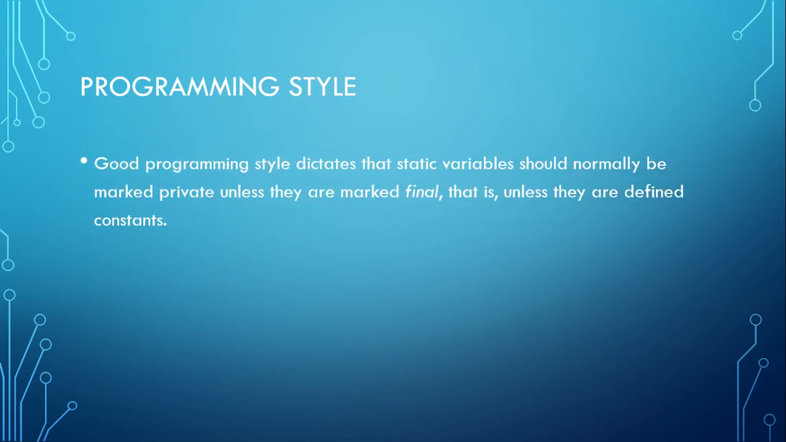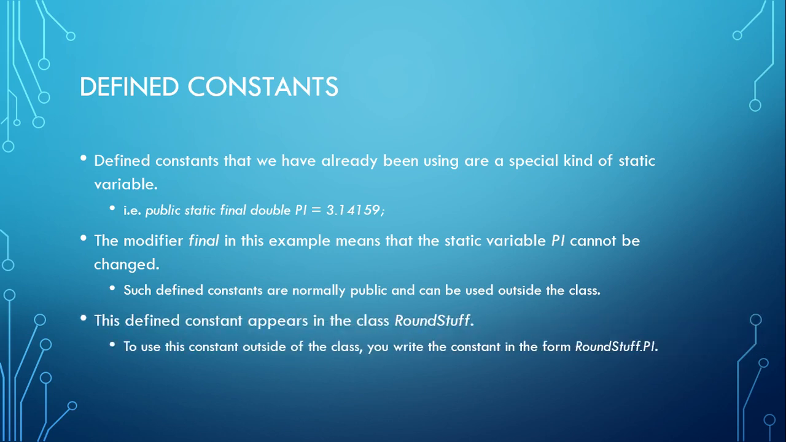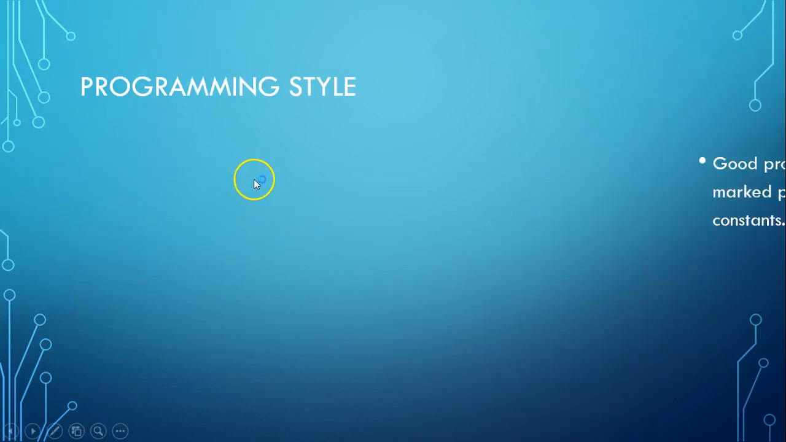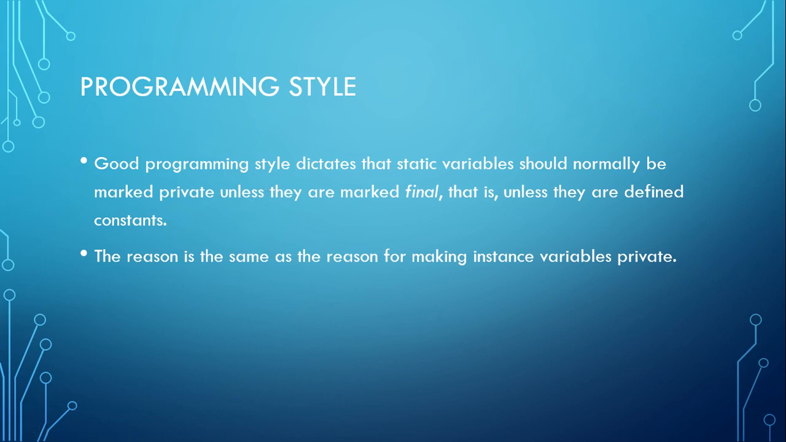Now, a little note about programming style. Programming style dictates that static variables should normally be marked as private, unless they're marked final. That is, unless they're defined as constants. If you notice, when we turn back to this one, public static final double PI is a constant. It's one fixed value. We're not going to be changing it. So if you have a final, it's generally going to be a constant. The reason is the same reason for making instance variables private. We said with instance variables being private, we don't want them accessed outside of their class. The same thing is going on with our static variables, so we want them to be private unless they're marked final.